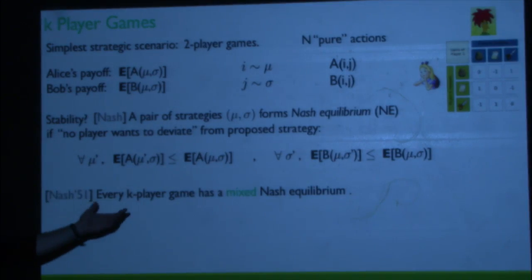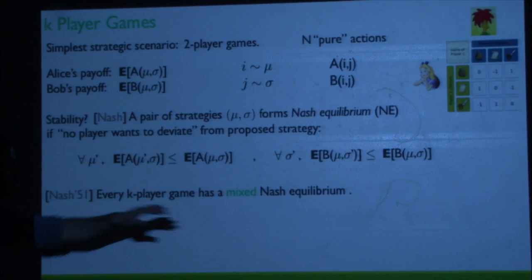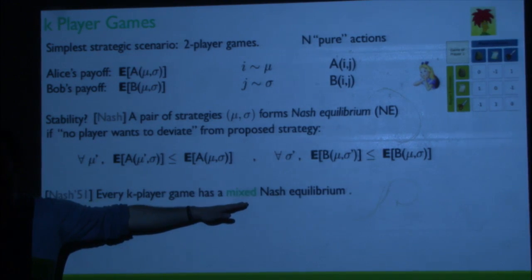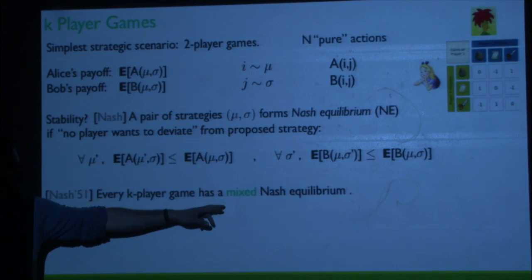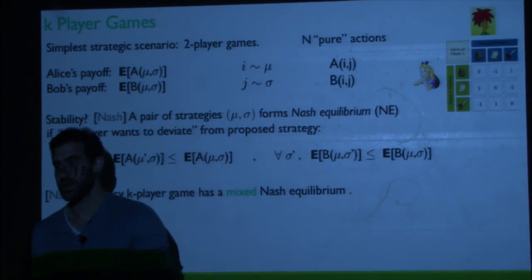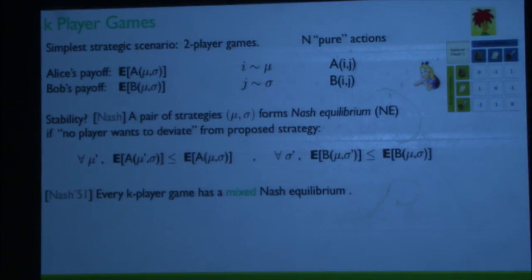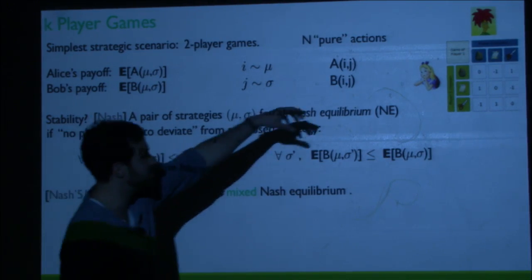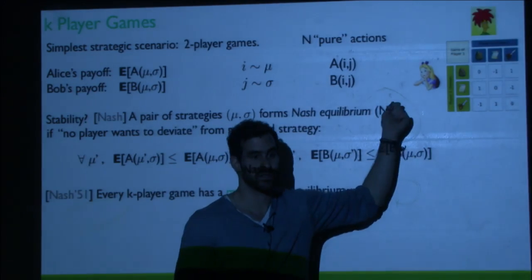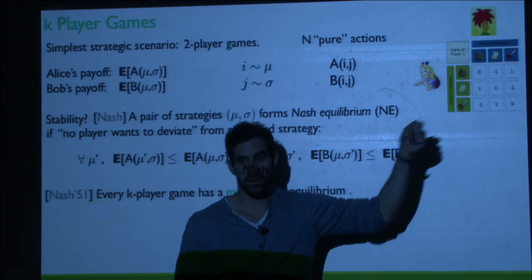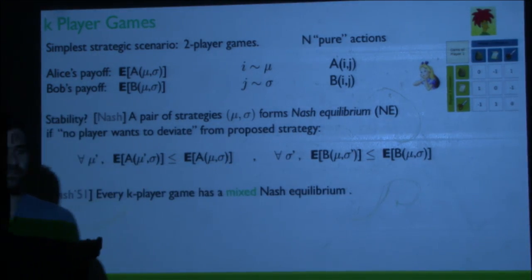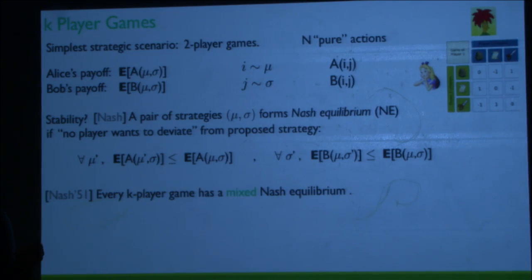So Nash proved that there always exists a mixed Nash equilibrium. And by the way, the emphasis on the word mixed is crucial. It's easy to see that rock, paper, scissors does not have any pure Nash equilibrium. So there is no pair of pure strategies, say rock and paper, that form a Nash equilibrium, because it's easy to see that in this case, the loser can always change his mind and switch his strategy from losing to winning.